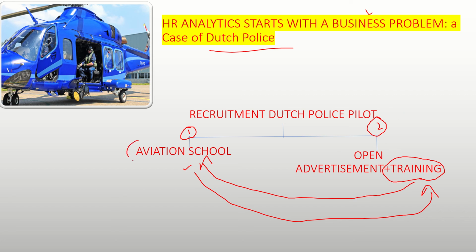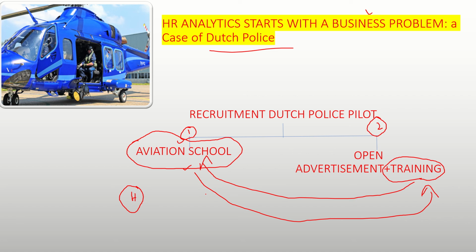That means the aviation school people were already trained. They are the pilots, trained as pilots. Whereas these other people were taken in as police cops, given a training program in the aviation school, and once again brought back to the Dutch police, and they became the pilots. It was found from that comparison that the attrition rate was high here. There was high attrition here. The people who were from the aviation schools, their turnover was more.